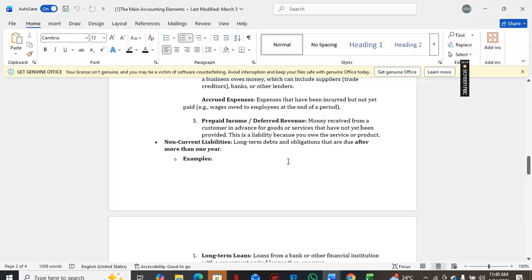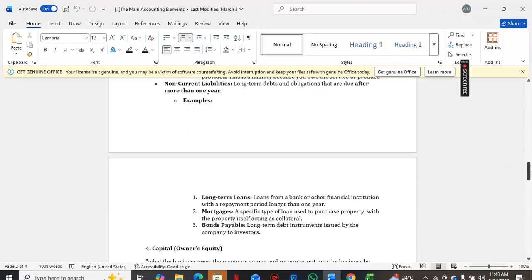Then you've got non-current liabilities. This is debt which can be paid after a year. Long-term loans, mortgages, bonds. Those are the non-current liabilities. You can pay them after a year. Even deferred taxes.